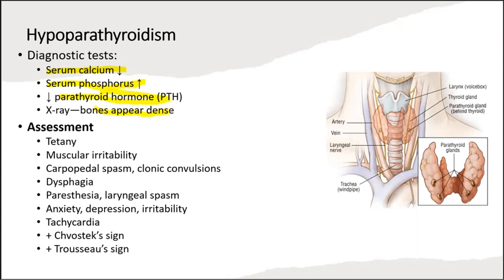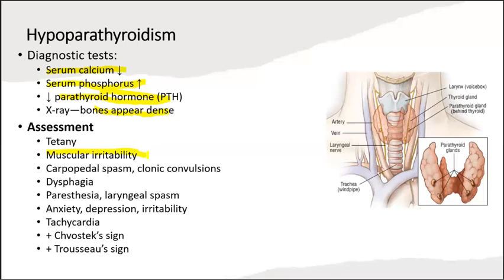So part of your assessment, you will notice tetany, which is a condition that is due usually to low blood calcium, hypocalcemia, and is characterized by spasm of the hands and the feet. You would also notice cramps. You will notice spasm of the voice box, which is the larynx, and overactive neurological reflexes. There's also muscular irritability.